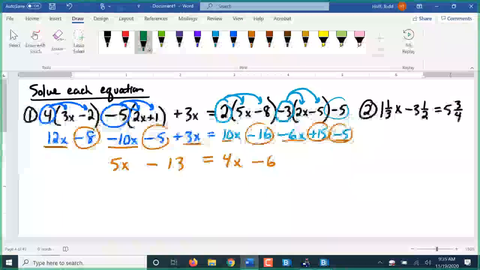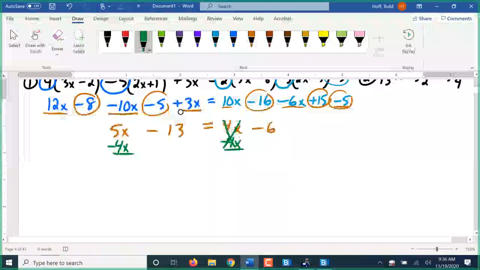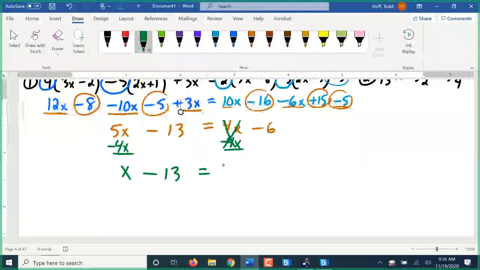We need to make sure that the variable is on only one side. Right now it's on both sides, so I have to get rid of one. The smaller one will be the 4x. It's positive, so I'm going to get rid of it by subtracting. I have to subtract 4x from the other side as well. I can only take it from the 5x. 5x minus 4x is 1x, or just x. We still have the minus 13, and it equals negative 6.